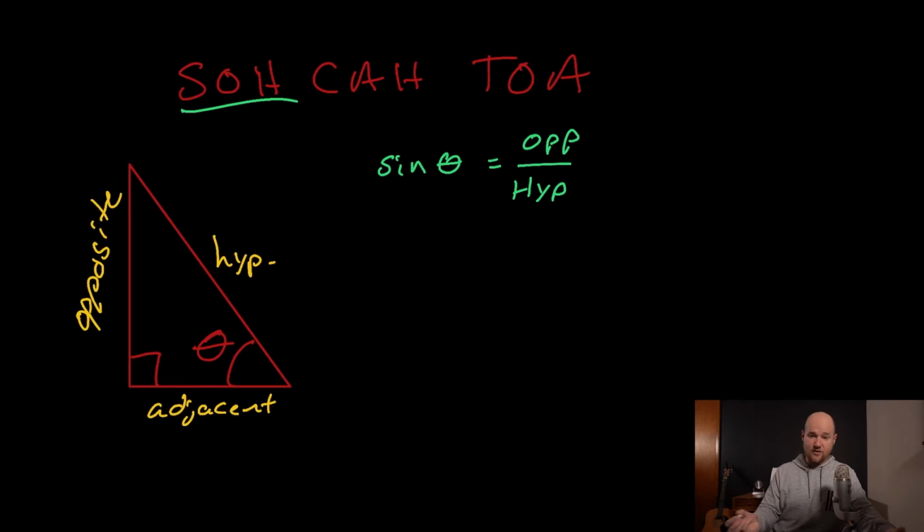by the hypotenuse. So for you to plug into your calculator sine, then whatever degree that angle is, it's going to be equal to the opposite side length of the triangle divided by the hypotenuse length of the triangle.